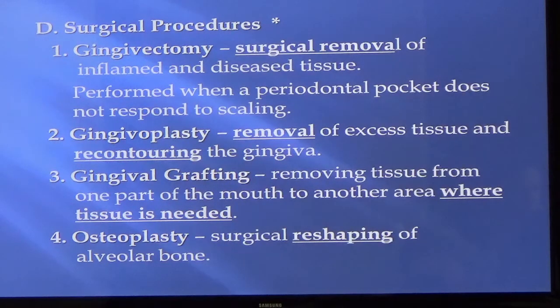Osteoplasty is the surgical removal or reshaping of alveolar bone. Again, plasty is reshaping or recontouring. Okay. Ectomy is removal. You gotta know those definitions.